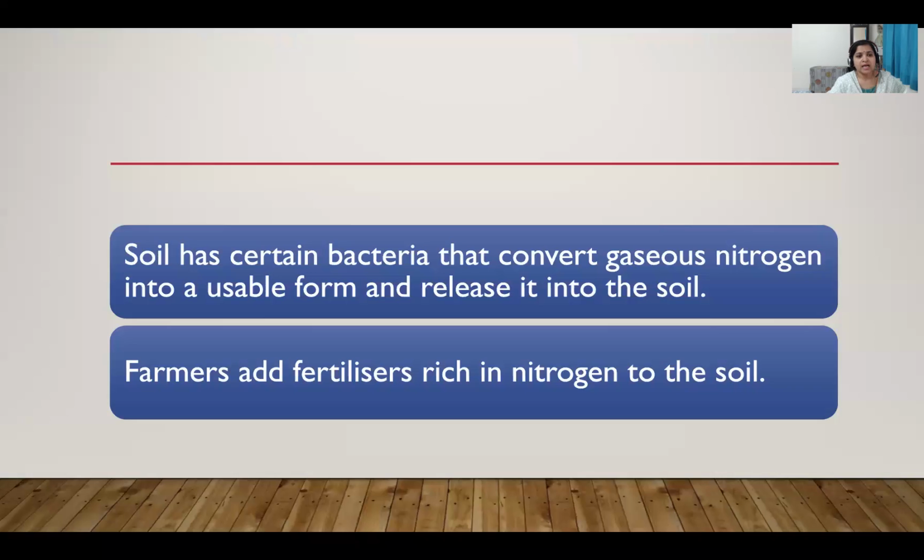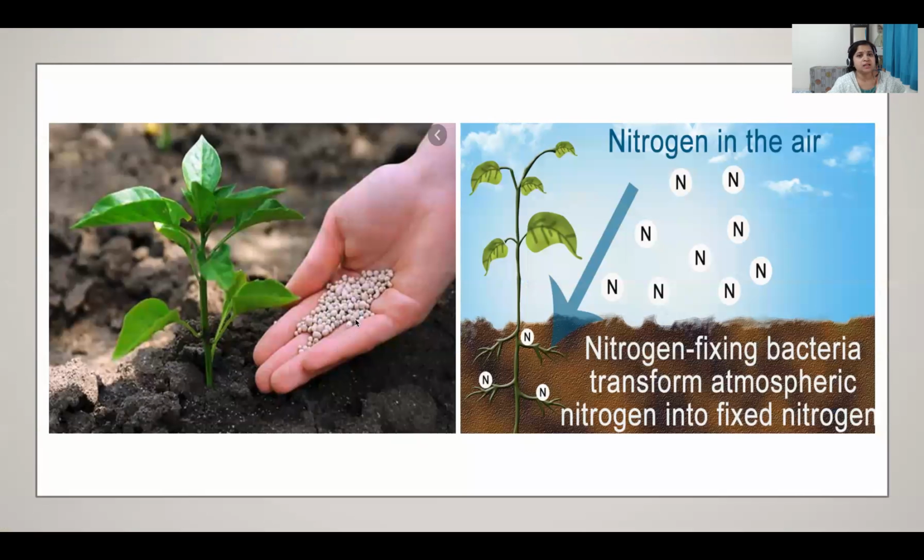So soil has certain bacteria, and some of the blue-green algae, they convert the atmospheric nitrogen into fixed nitrogen, and they fix the atmospheric nitrogen in the soil. And also farmers utilize some nitrogenous fertilizers, so that plants get their nitrogen from the soil. Here you can see in the picture how nitrogen found in the atmosphere is getting fixed into the soil by some of the bacteria.